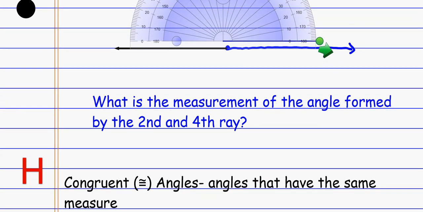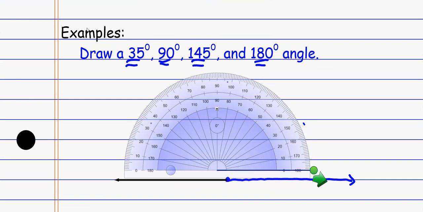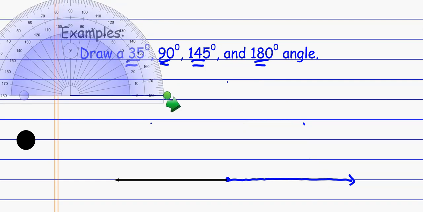The next question here is, what is the measurement of the angle formed by the second and fourth ray? And I erased them, but I can redraw those. So the second and fourth ray, so let me redraw those.